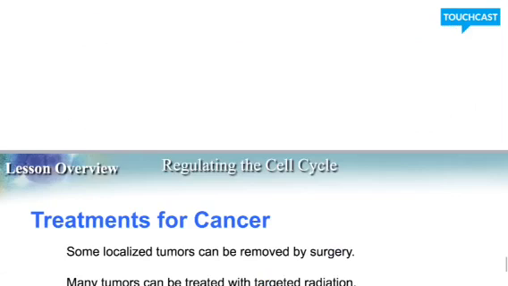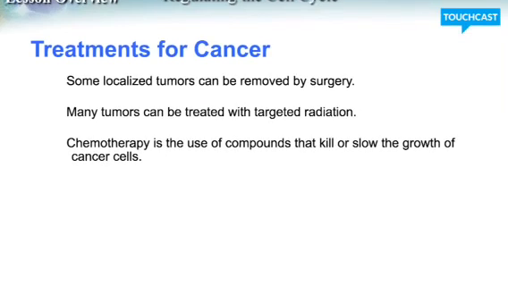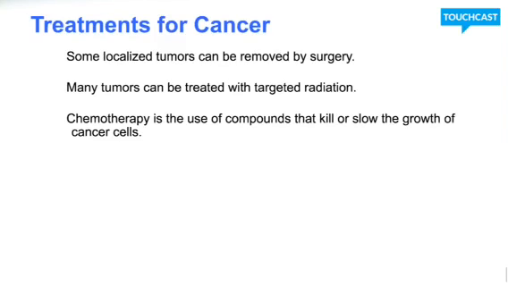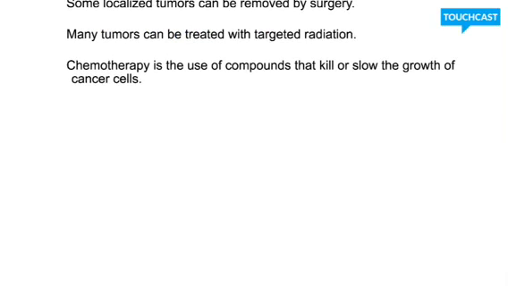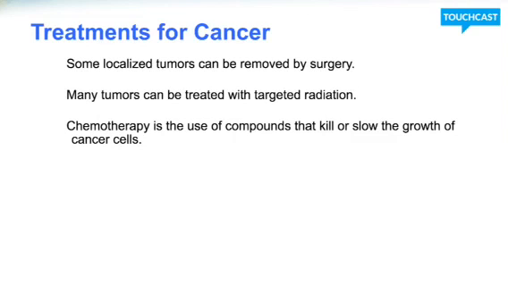So this is all you need to know about cancer. How can we cure cancer? We can cure cancer through surgery. We use something called chemotherapy, which is when you use chemicals to kill cancer cells or to slow their growth. You can also use radiation. So this is all you need to know about cancer really and cell regulation.